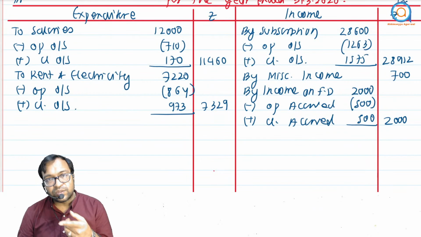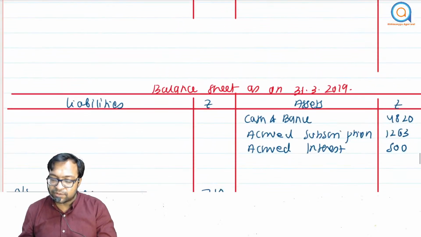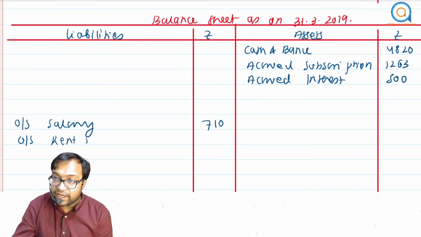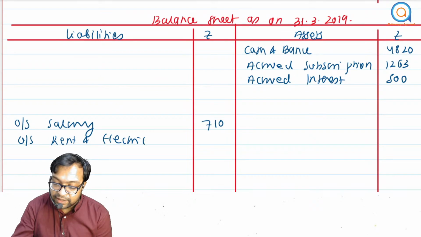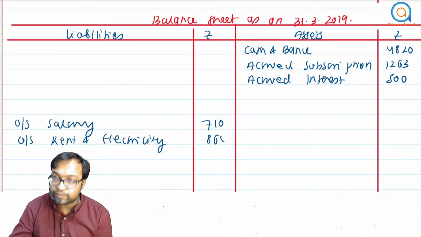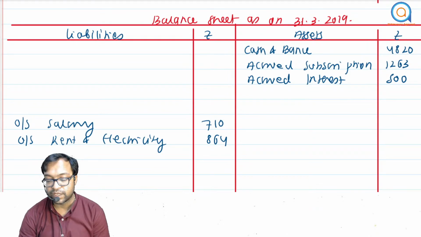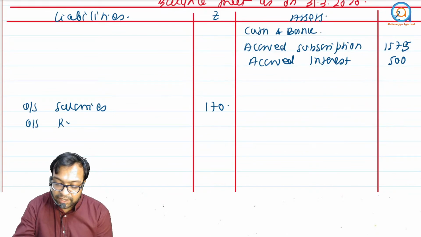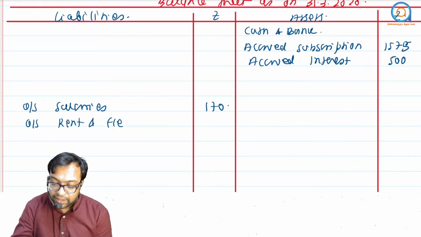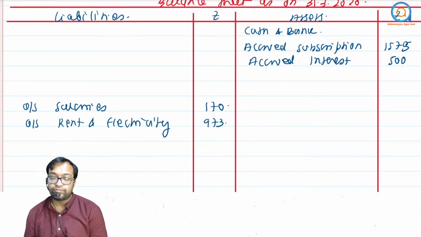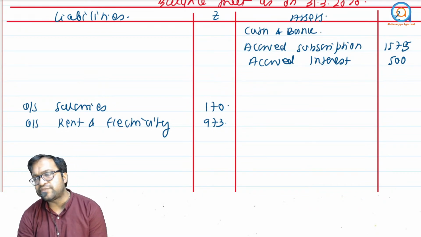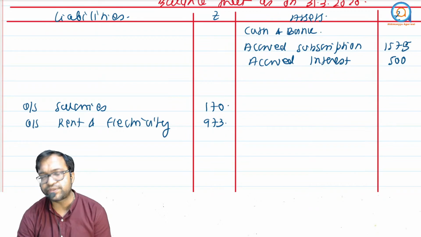But don't forget, outstanding rent is liability now. It will come to the liability side also. Opening में outstanding rent and electricity 864, and in closing balance sheet right now, outstanding rent and electricity 973. Till now everything is fine. Have you understood this much?